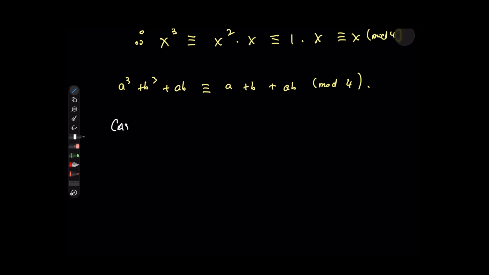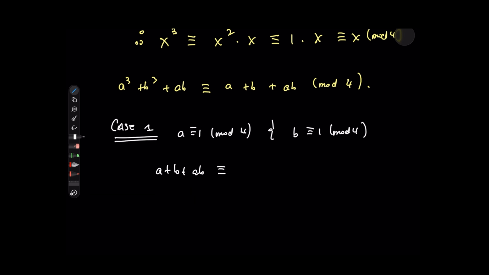Let's go case 1. Case 1, I can have where a is equal to 1 and b is equal to 1. So a is congruent to 1 mod 4, and b is congruent to 1 mod 4 as well. So let's directly substitute. We'll get a plus b plus ab is congruent to 1 plus 1 plus 1 by 1, which is 1, so I'll get 3 mod 4. And this is not divisible by 4. So this case 1 does not work. When a is 1 and b is 1, this does not work.